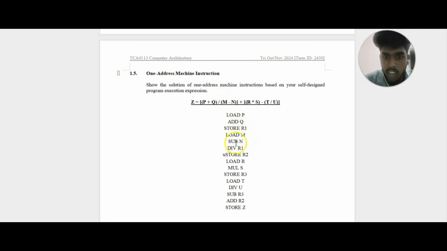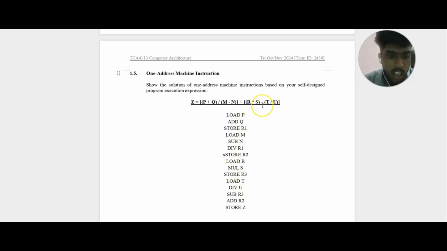Then we have to load M and subtract N, and divide R1 by the result and store it in R2. Next, for the right hand side, load R, multiply with S, and then store the result in R3.